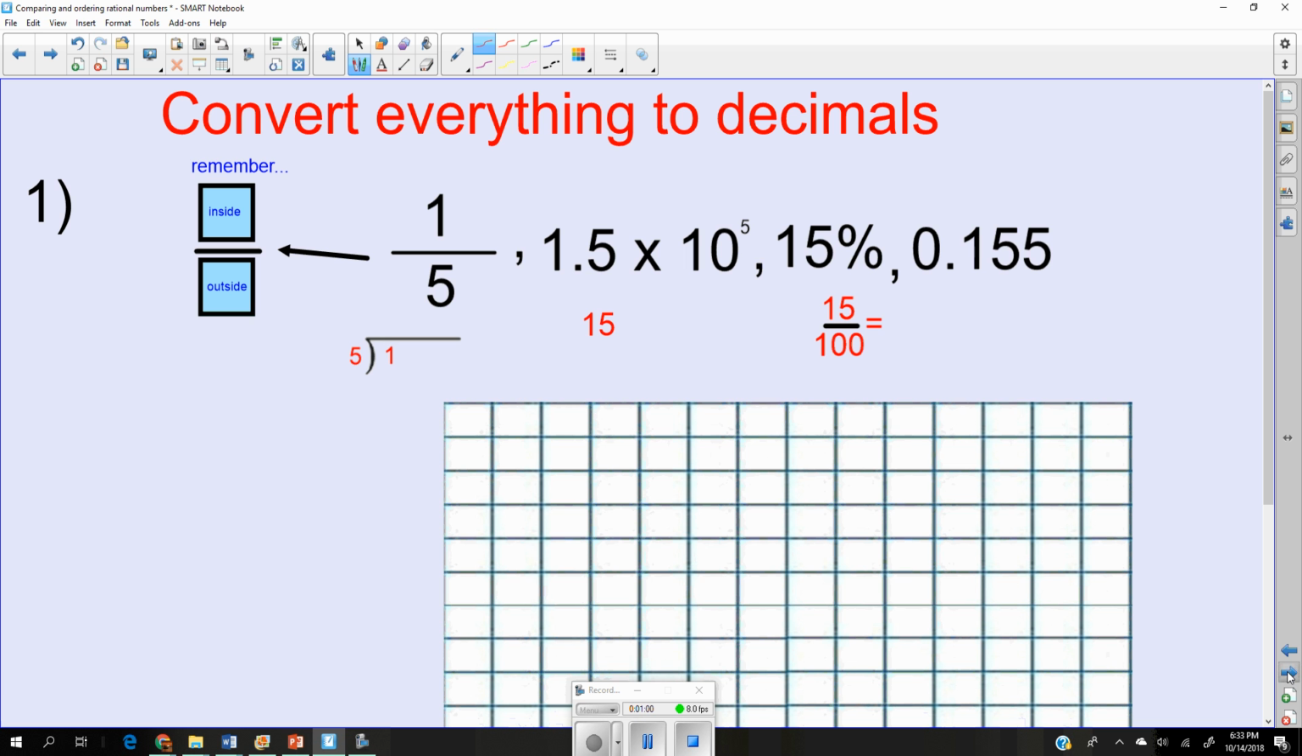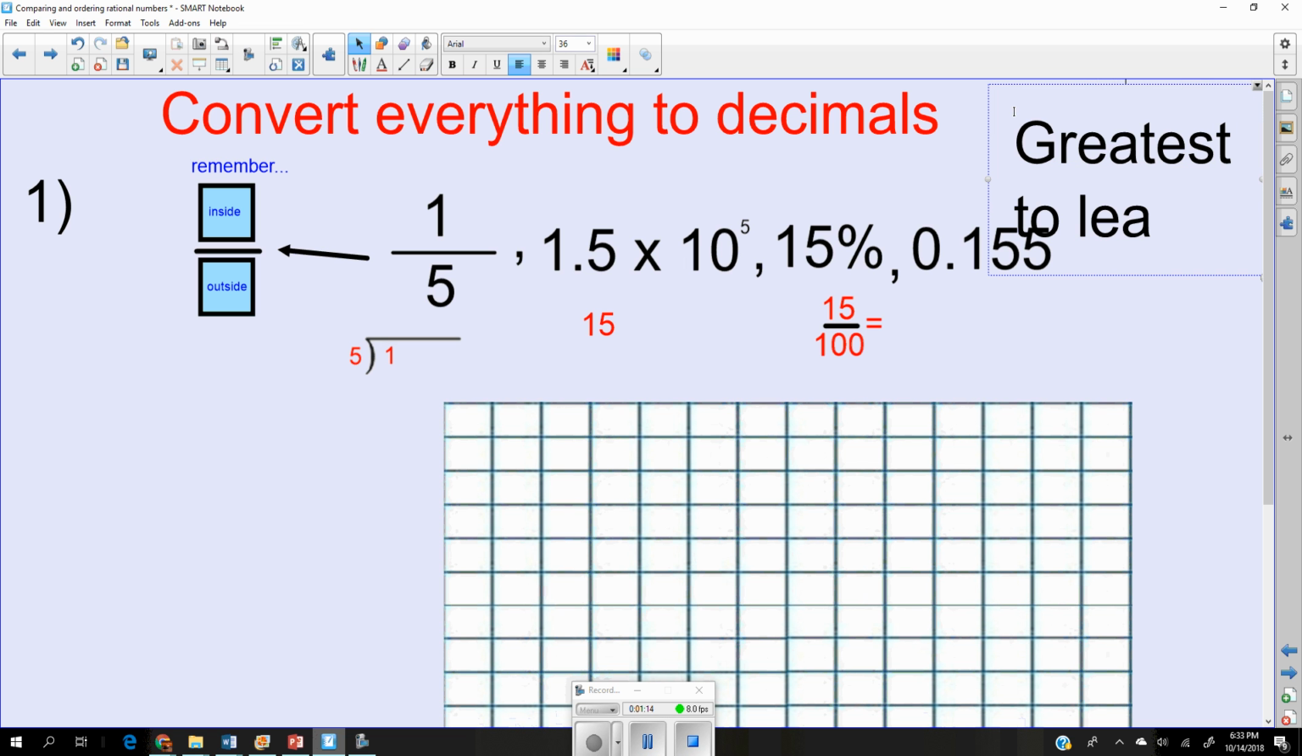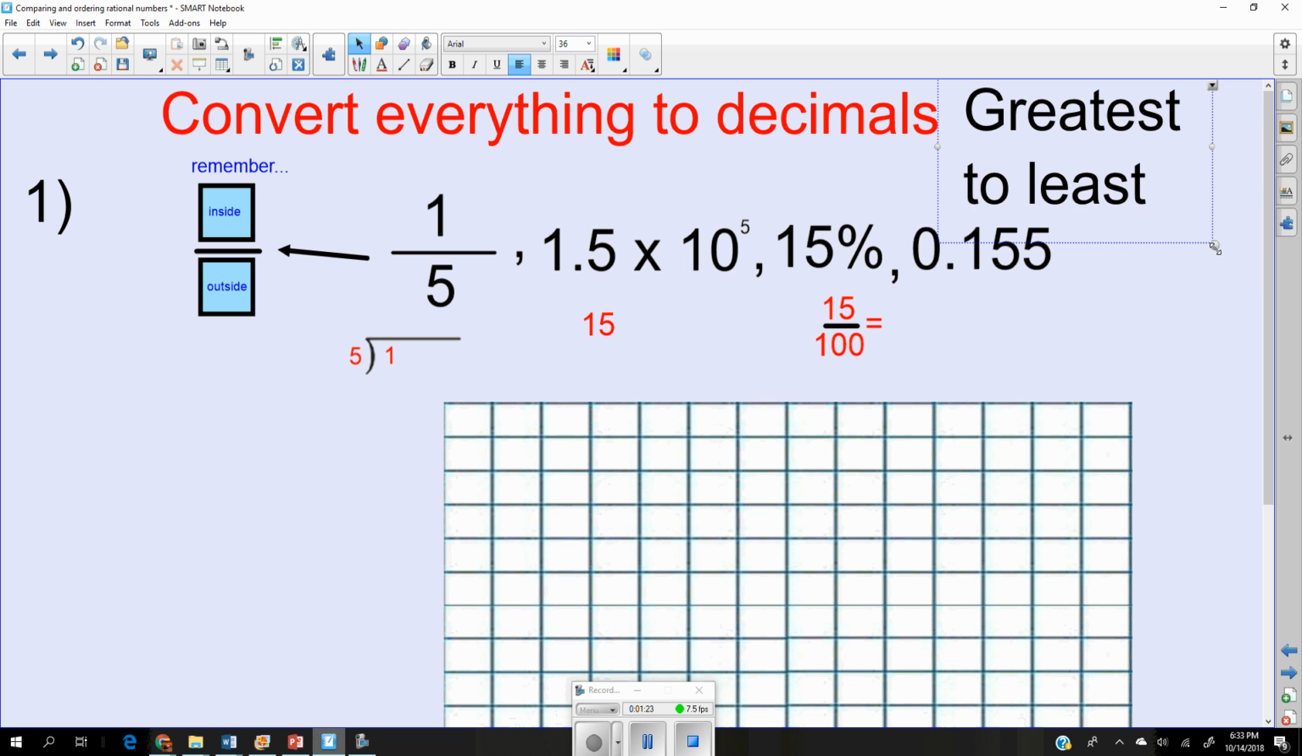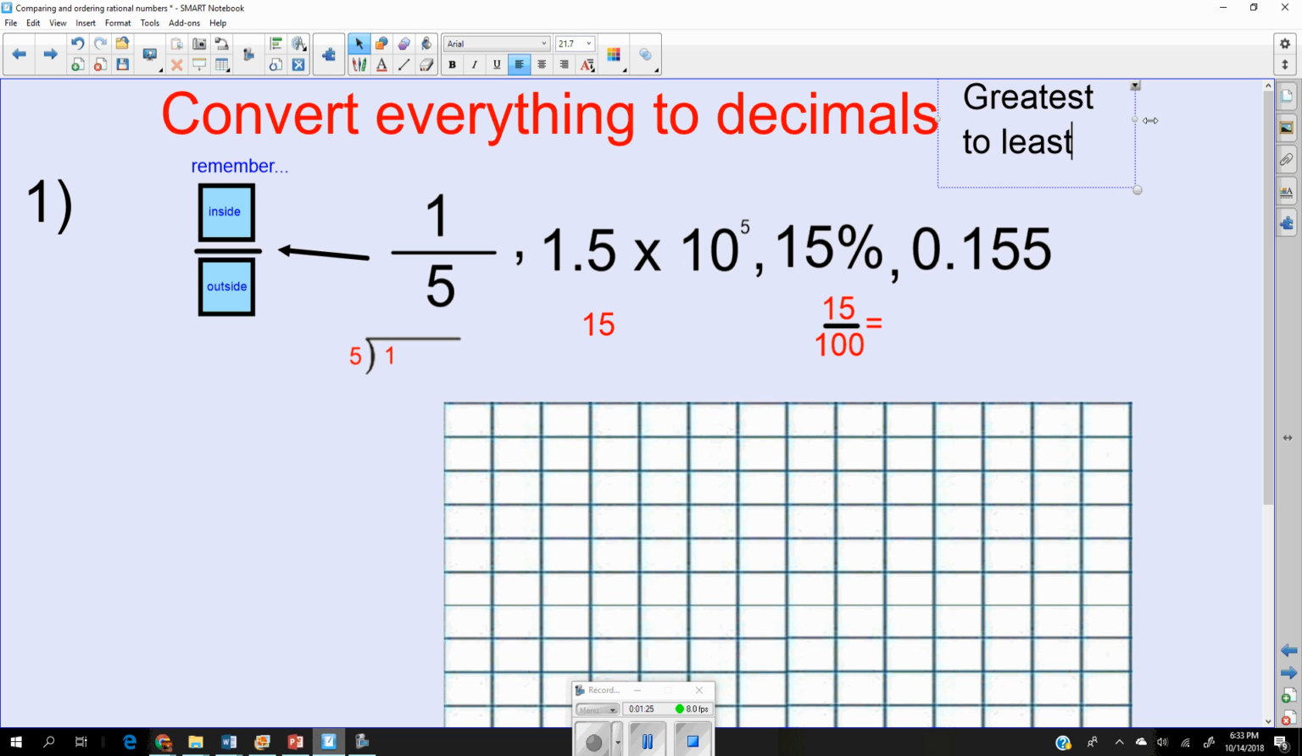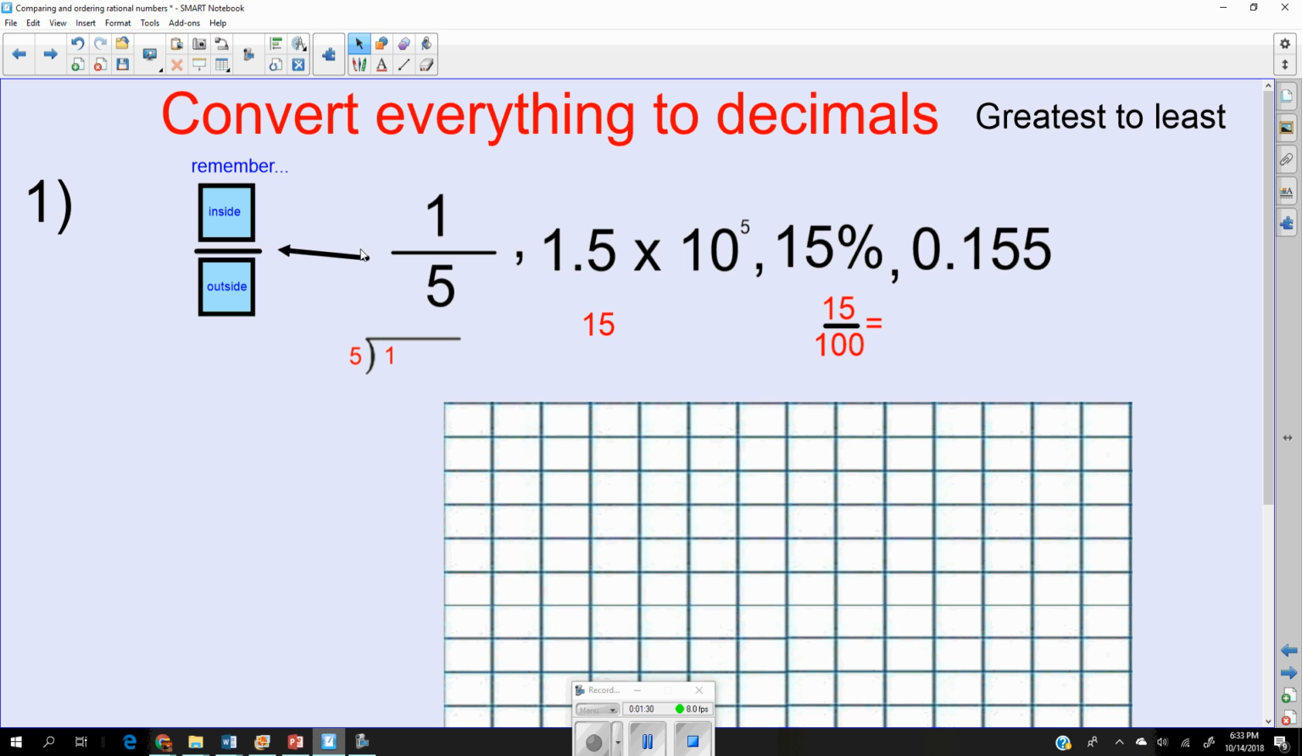All right, so we're going to start with number 1 on your paper. If you take a look, we're going to convert everything to decimals. We're going to go ahead and list them from greatest to least. That's probably always the easiest way to do it. Always go from greatest to least, and if you have to go from least to greatest, you can. We're going to start over here with the 1/5.